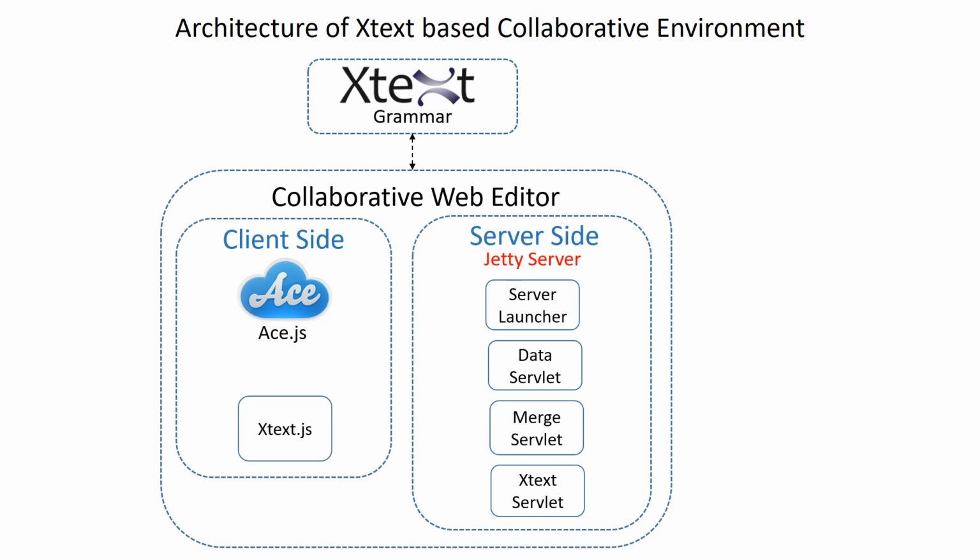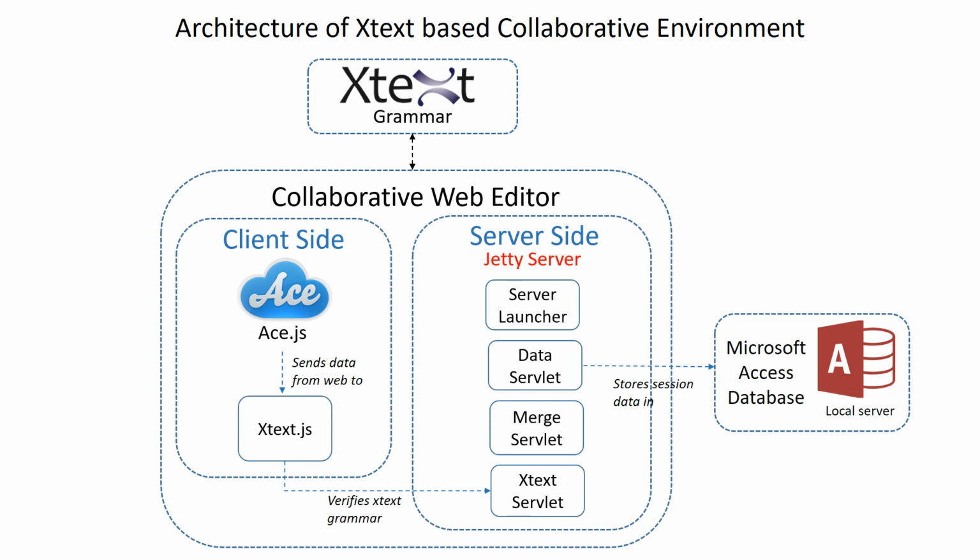Now coming towards the ace.js file, which basically provides us the web editor, and it sends the data from the web to the xtext.js file, and then this xtext.js file further gives the data to the Xtext servlet, which verifies it with the underlying Xtext grammar. Coming towards the server side, the server launcher class is basically our main class that is used to host the server. The data servlet class is used to store the session data in our database, and we have used an underlying Microsoft Access database. And then the merge servlet further provides us with the merging services.